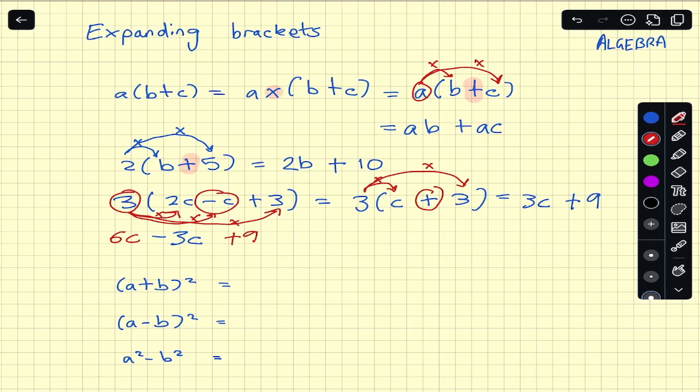Now realize here 6c and negative 3c are like terms, so I can collect those and get 3c plus 9, which is the same as our other answer when we collected like terms first. Alright, so that's expanding brackets.